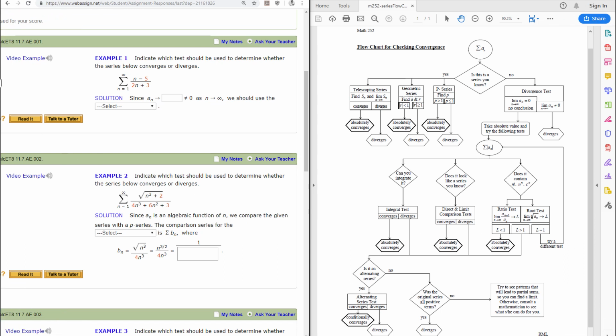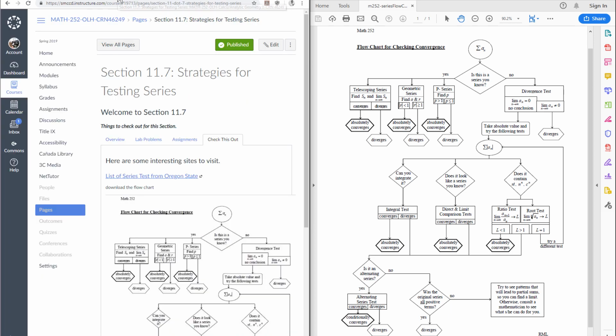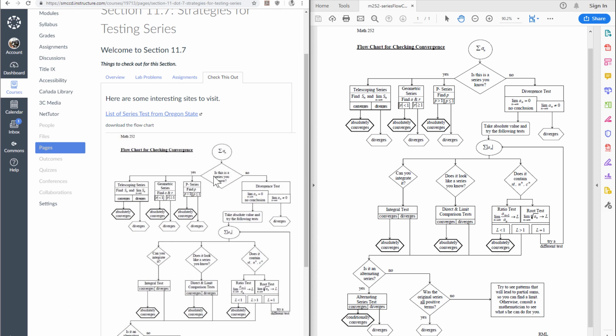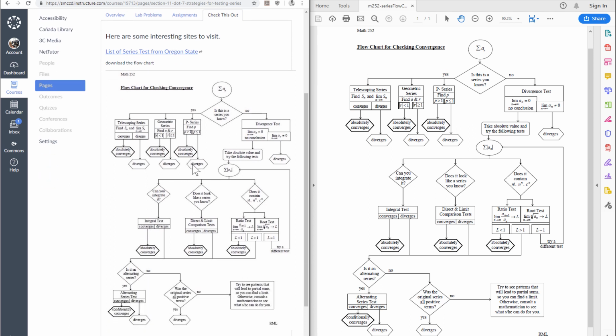Let's take a look at some problems from your lab assignment in section 11.7. These are strategies for testing convergence. I wanted to invite you to go to our Canvas site, and under section 11.7, we have the overview, the lab problems, the assignments, and there's this thing called "Check this out."